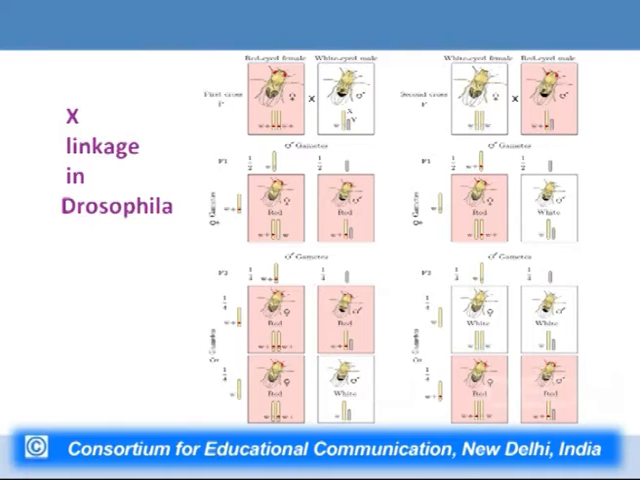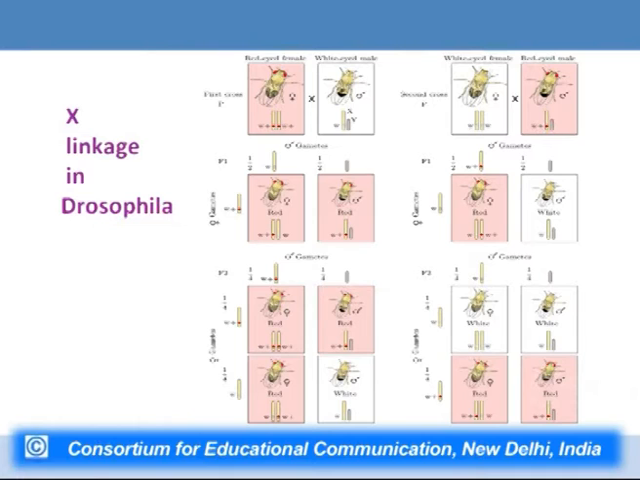When these individuals are mated, we get females who have 2 copies of the wild type allele, females who have 1 copy of the wild type allele, a male who has 1 copy of the wild type allele, and a male who has 1 copy of the mutant allele. So we get females who are all red eyed and males who are either red eyed or white eyed.